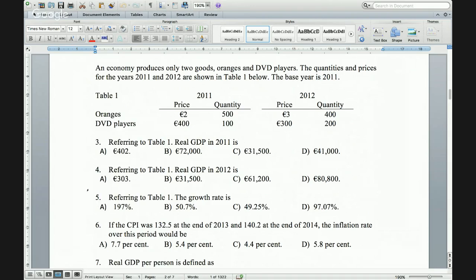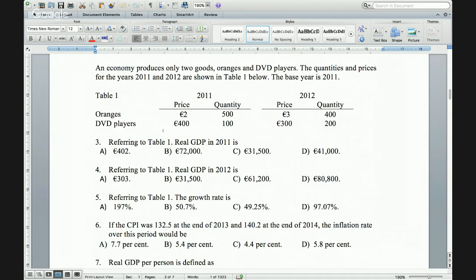So question 3, referring to this table, real GDP in 2011 is. So real GDP, firstly, to explain this, it differs to nominal GDP. What nominal GDP does is it takes account of the change in GDP as well as the change in prices year on year. Real GDP is your price multiplied by your quantity for all goods collectively.